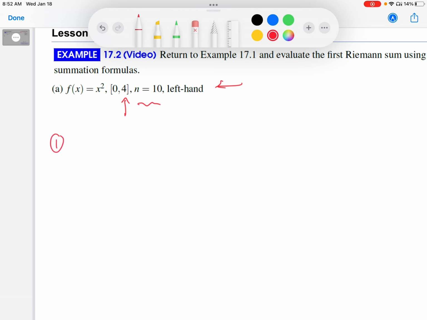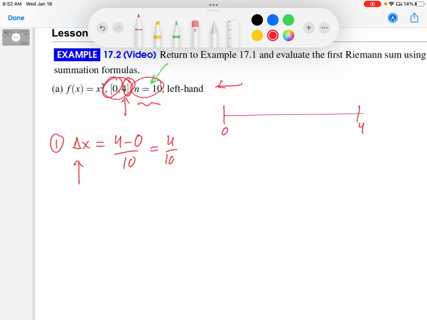Okay, so first thing we do in a Riemann sum is we calculate delta x. Again, this is an equal width partition, meaning that if we look at the interval from 0 to 4, the one we're interested in here, we are going to subdivide the interval 0 to 4 into 10 equal subdivisions. So delta x, the width of each one of those subdivisions, is going to be b minus a over n, right? This is b, this is a, this is n. So that's 4 over 10, that's 2/5.